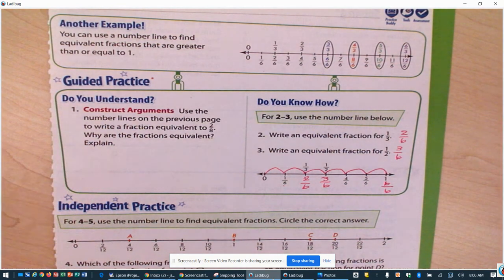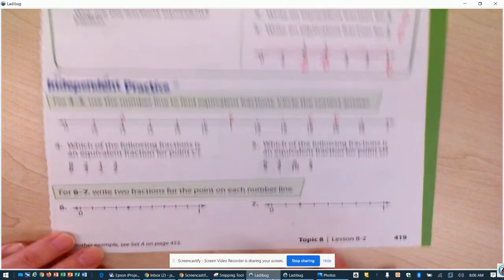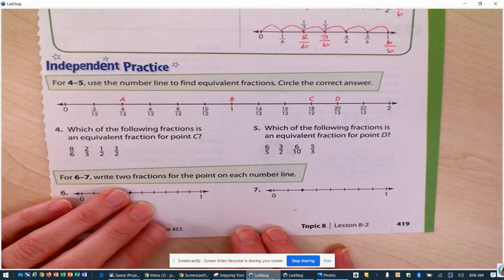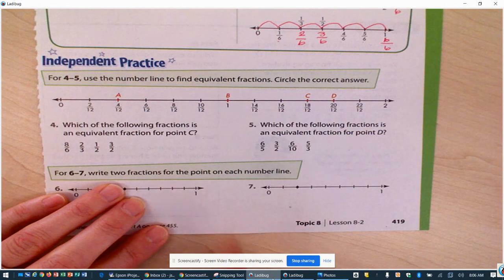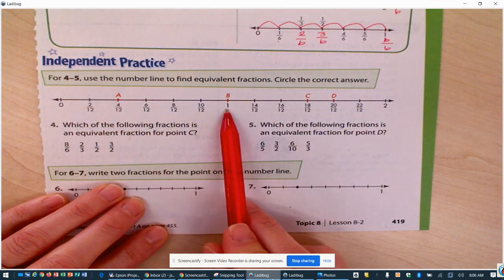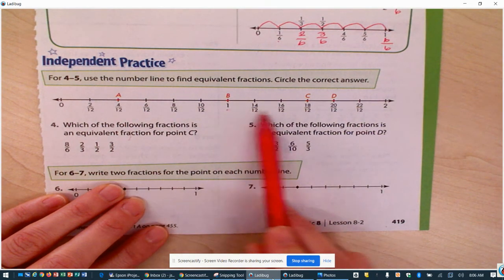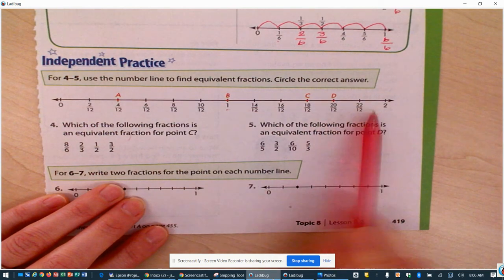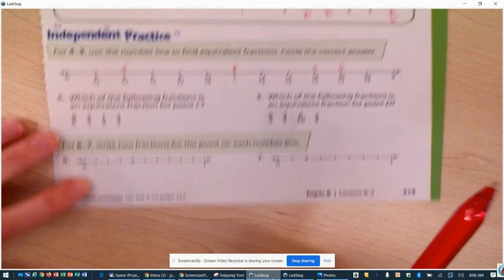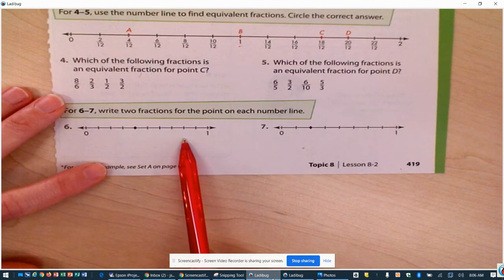All right, let's jump down below. We're not going to use the first part of the independent practice, and I'll tell you why. We haven't talked a lot about mixed numbers or improper fractions. And once we hit 1 on this number line, we're moving into mixed numbers and improper fractions. And I don't want to confuse you yet, so we're not going to take a look at that right now. But we are going to go down to the bottom, okay?